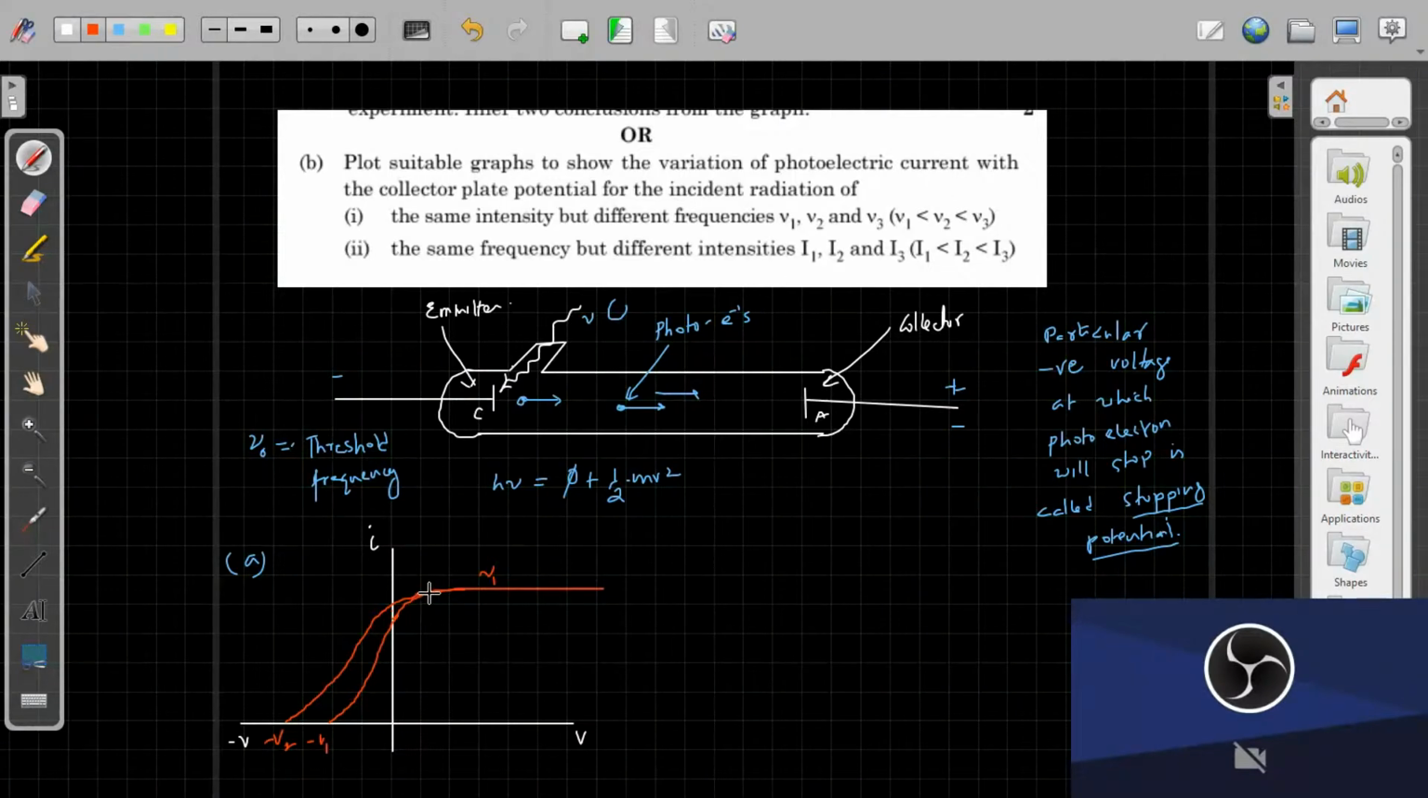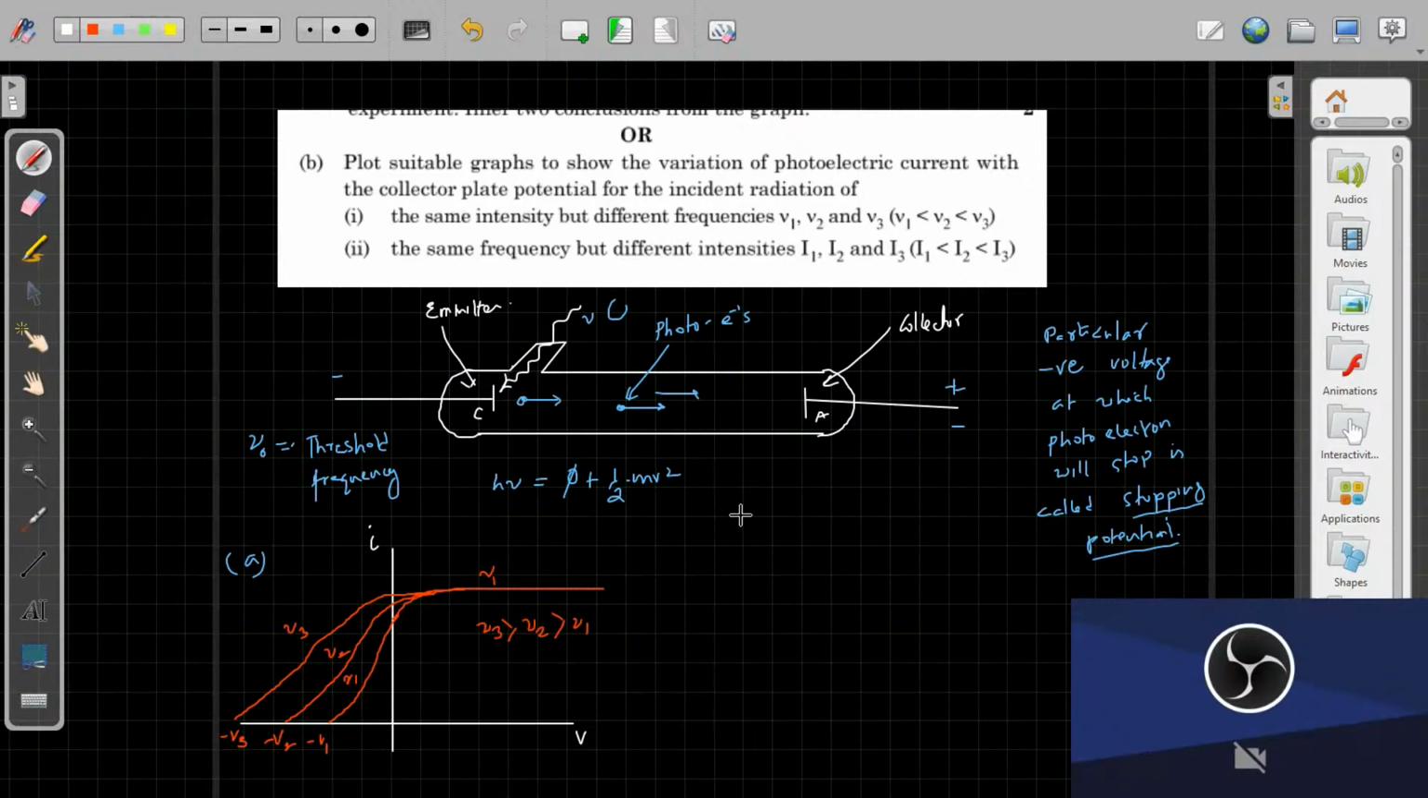And for the third one, nu3 is greater, so the electrons are even more energetic and they will stop here, at minus V3. So this is the graph they have asked you to draw. This is nu3, this is nu2, this is nu1. Clearly nu3 is greater than nu2, greater than nu1. These three graphs are present. You should not go without knowing this graph. One question regarding this will definitely be asked.